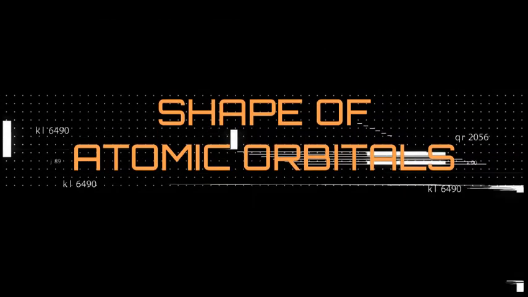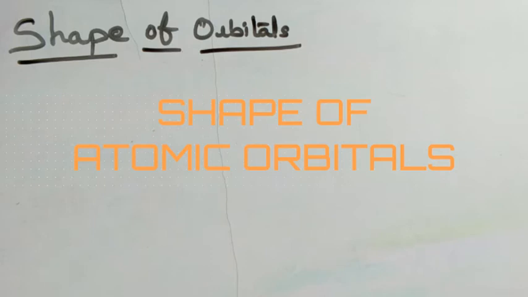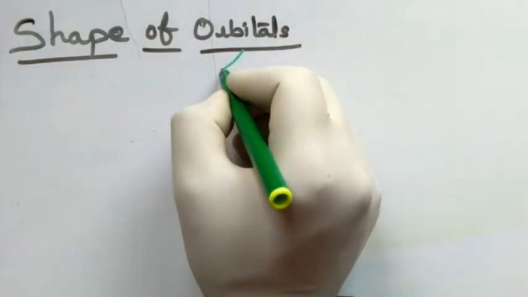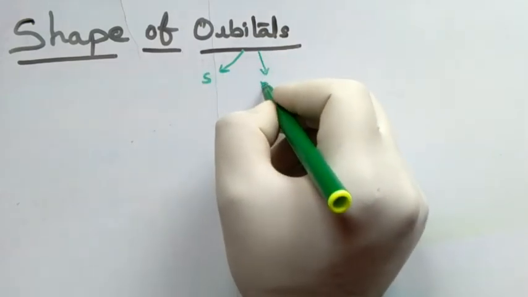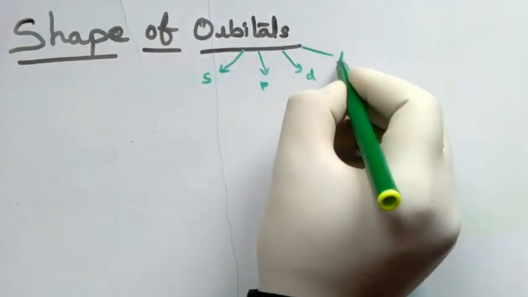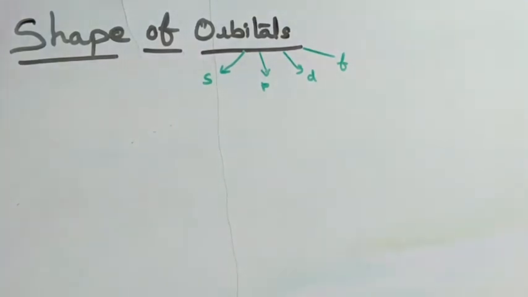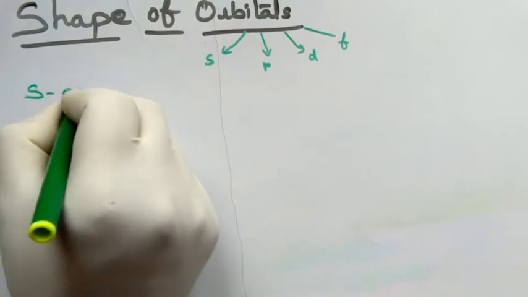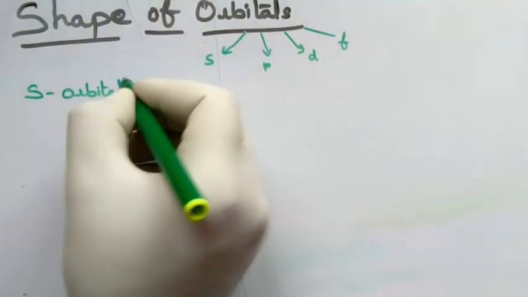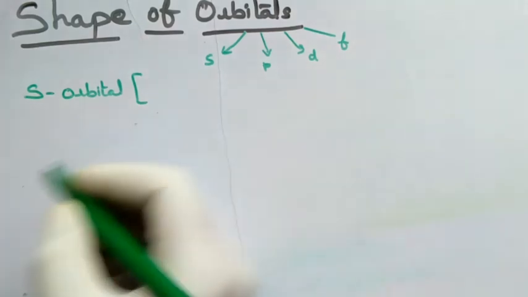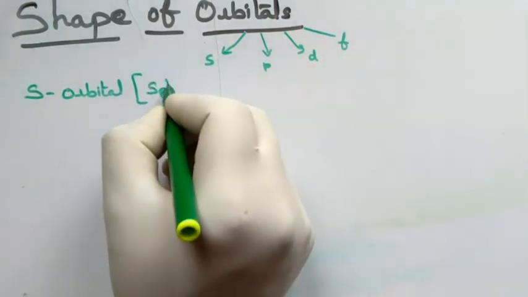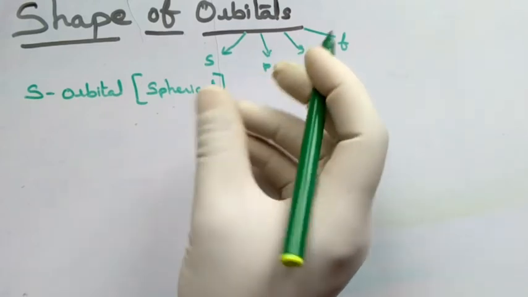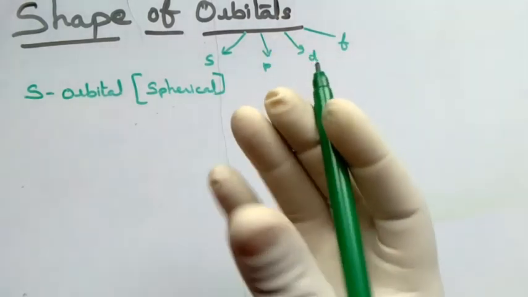Next chapter that we are going to see is shape of atomic orbitals. There are different types of atomic orbitals like s-orbital, p-orbital, d-orbital and f-orbital. Let's see one by one. First one, s-orbital. The shape of s-orbital is spherical. Spherical in the sense the s-orbital looks like a ball.